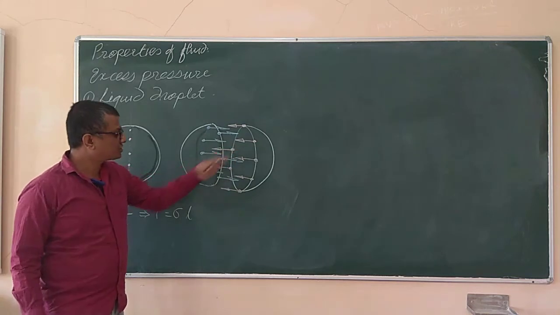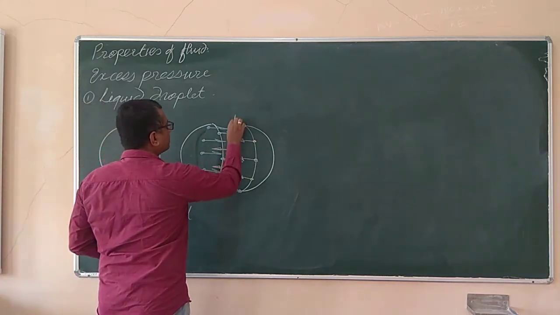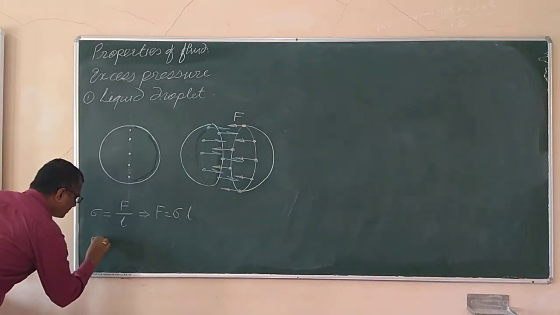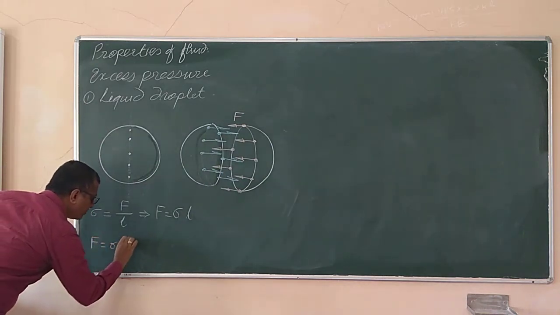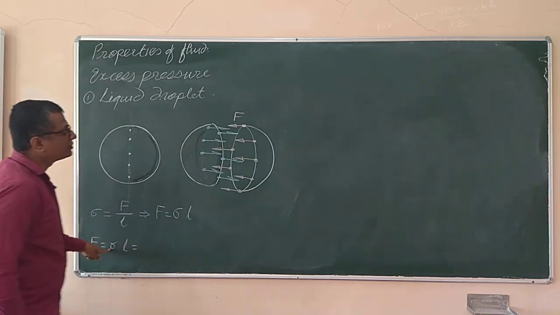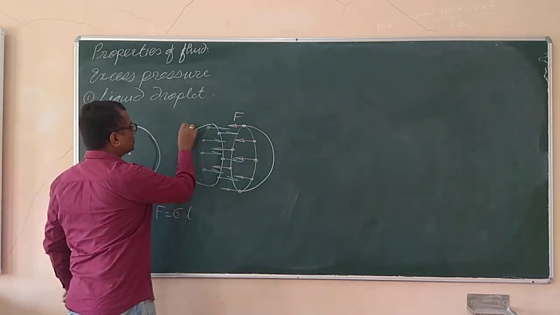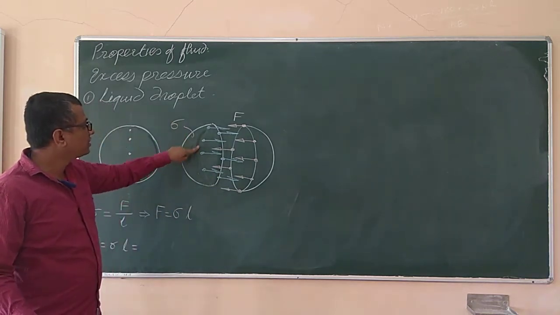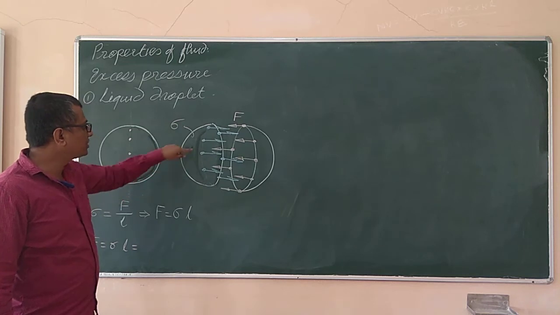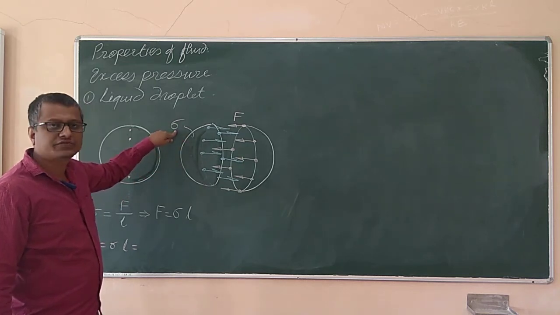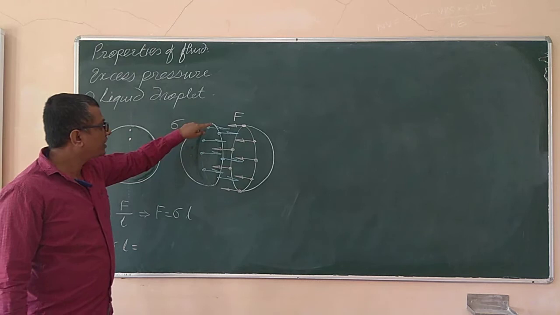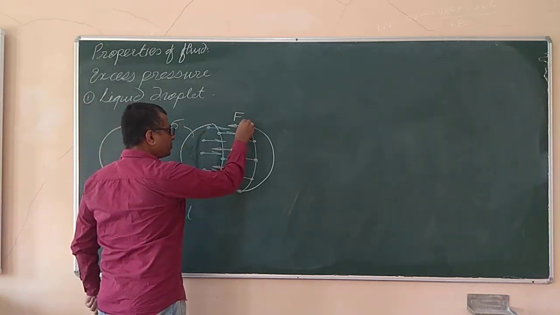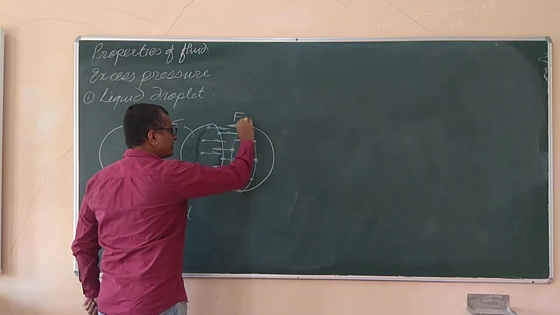Now how much is the force acting over here? That force F is also equal to sigma into L, where sigma will be the surface tension of this liquid. Whatever the liquid is, sigma is the surface tension of that liquid. The magnitude of the surface tension differs from liquid to liquid. Whereas the length L over here is nothing but the length of this periphery.